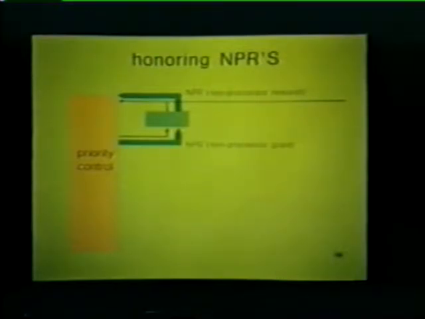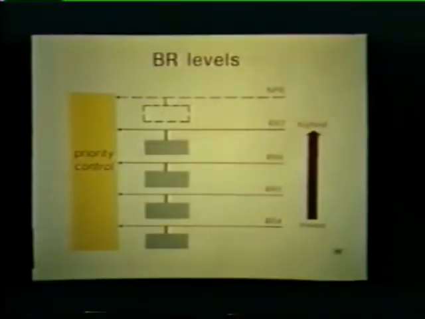Now, let's take a look at the other 4 priority levels that we mentioned before. The other priority levels are called BR levels and are numbered 4 through 7. BR7 has the highest priority and BR4 has the lowest priority, which ties in with our earlier statement that the highest priority is always at the top. Let's talk about some of the key points associated with these BR levels.